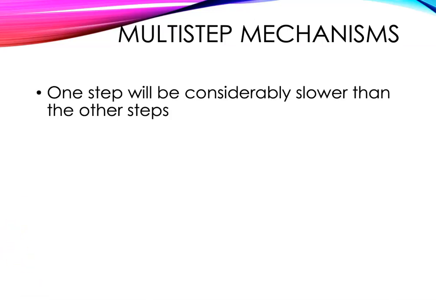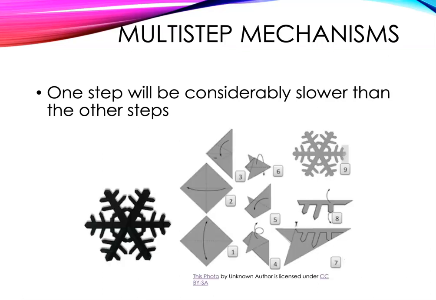So we can have processes that occur in a single step, but many reactions occur in multiple steps, multi-step mechanisms. When we have a multi-step mechanism, one step is usually considerably slower than the other steps. One step will be slow and the other steps are really fast in comparison. As an analogy, think about making paper snowflakes. You have to take your piece of paper and fold it in half, and then fold it in half again, and you might have several series of folds in it. All right, but those are all relatively fast steps. You can fold a piece of paper in half pretty quickly.